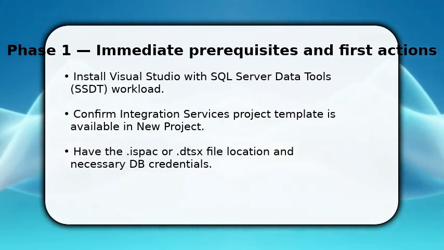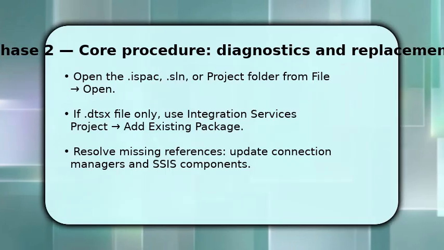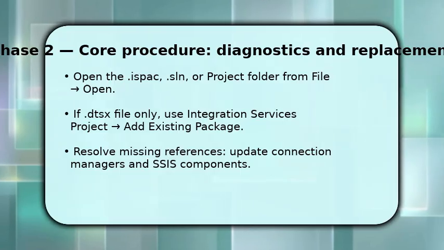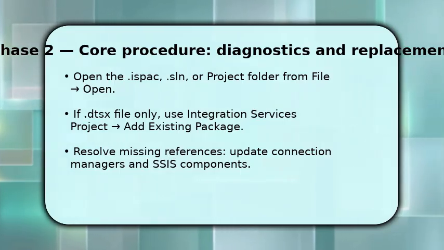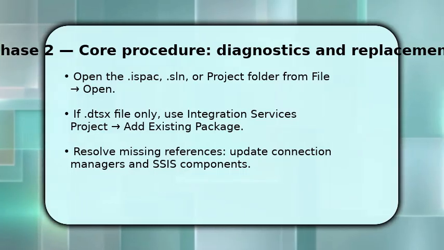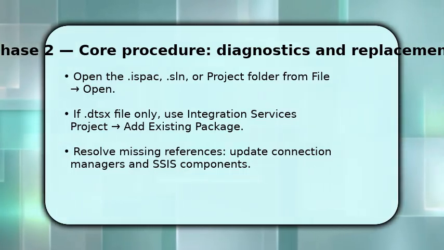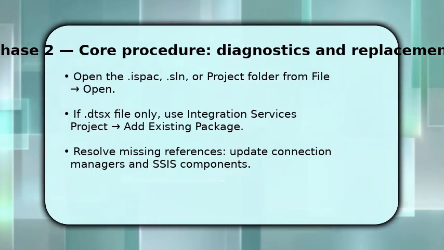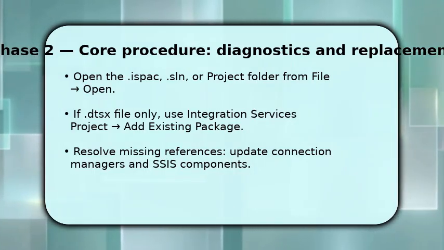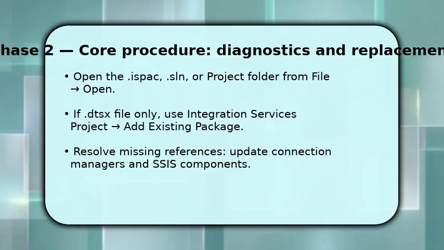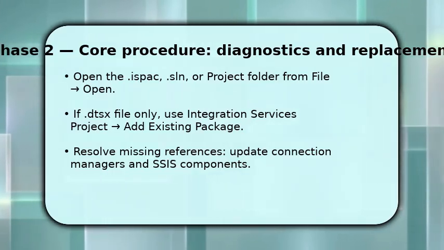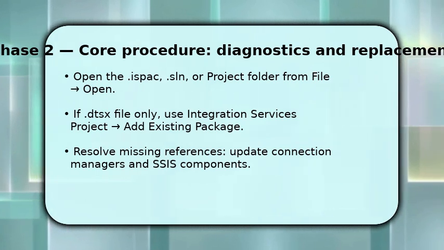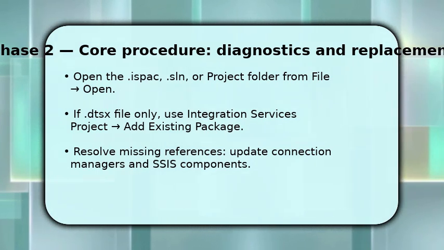Next, open the package directly. If you opened a project or solution, expand the SSIS Packages node. If you only have a DTSX, create or open an Integration Services project and use Add Existing Package to import it. Once the package appears, review connection managers and data flow components. Make sure project-level parameters and NuGet/assembly references match your environment. If you see validation errors, step through them and update paths or credentials so the designer can validate successfully.